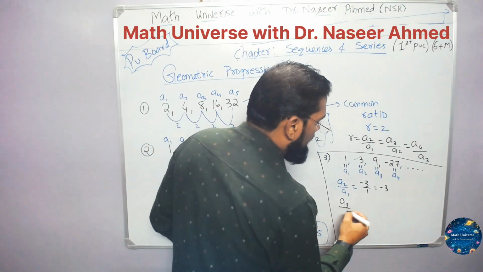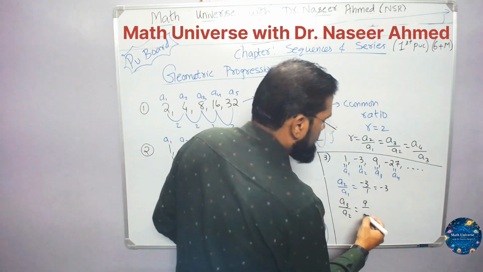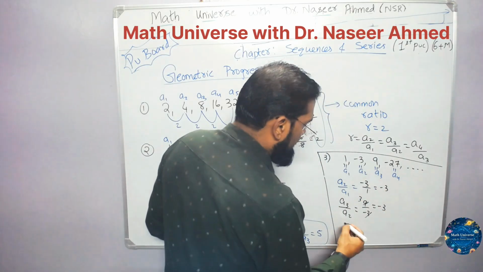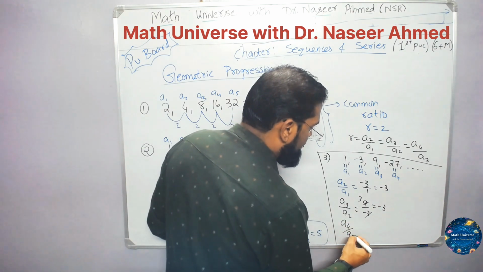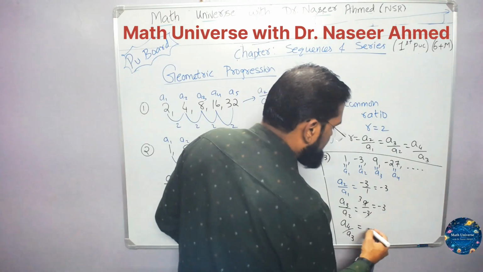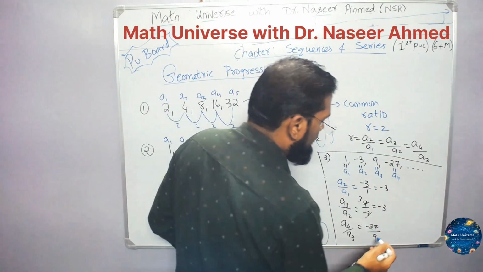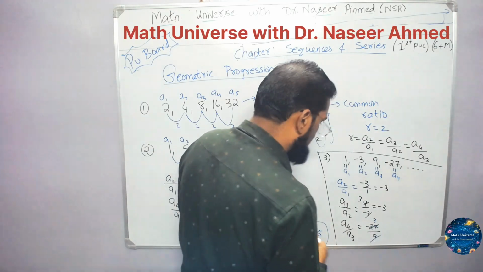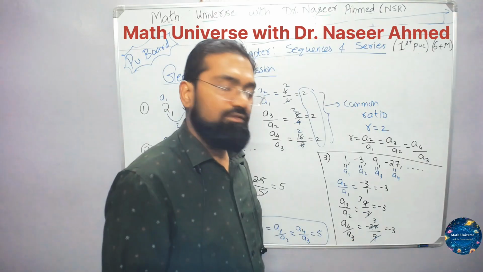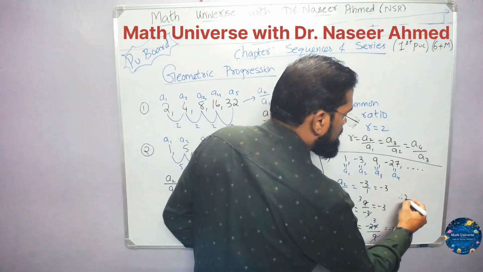Similarly, A3 by A2. Third term is 9, second term is minus 3. Plus divided by minus is minus. 3 ones are 3, 3 threes are 9, so I'll get minus 3. Next, what is fourth term by third term? Fourth term is minus 27 and third term is 9. So very clearly, 9 ones are 9, 9 threes are 27, so I'll get minus 3. So you can see the common ratio is minus 3. The ratio is always constant. Therefore, the common ratio is minus 3.